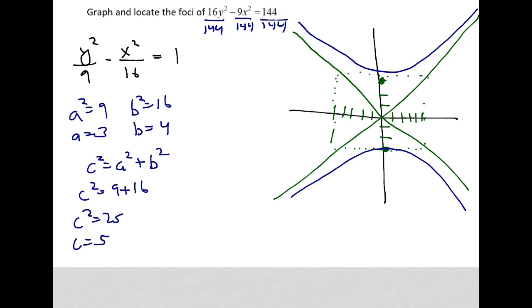The foci are going to be 5 units away from the center, so that means we should go up 5. So one focus should be there, 5 units away. The other focus is going to be 5 units away on the other side. But remember, the vertices and the foci should be on the major transverse axis. So we can write down these coordinates. The foci, one of them is at (0, 5). The other one is going to be at (0, -5).